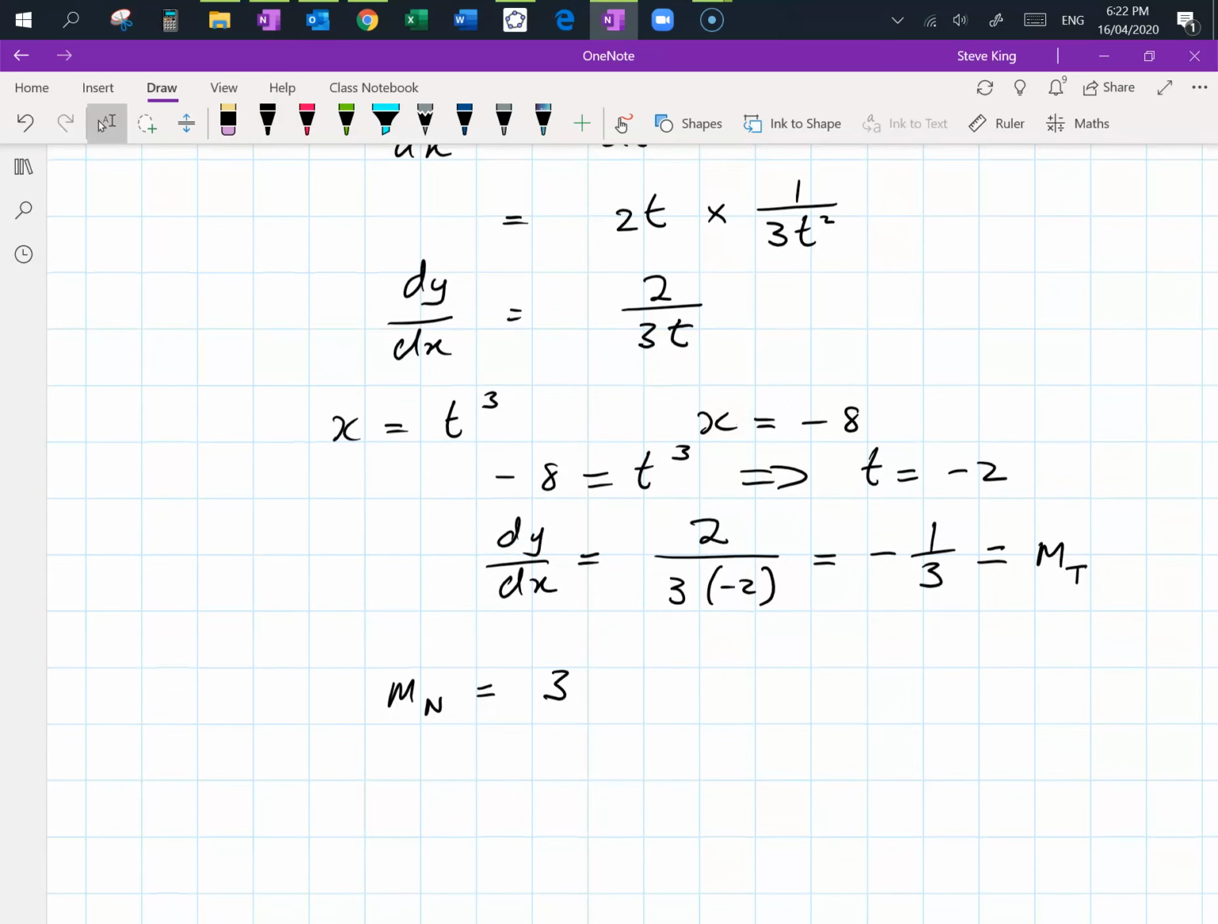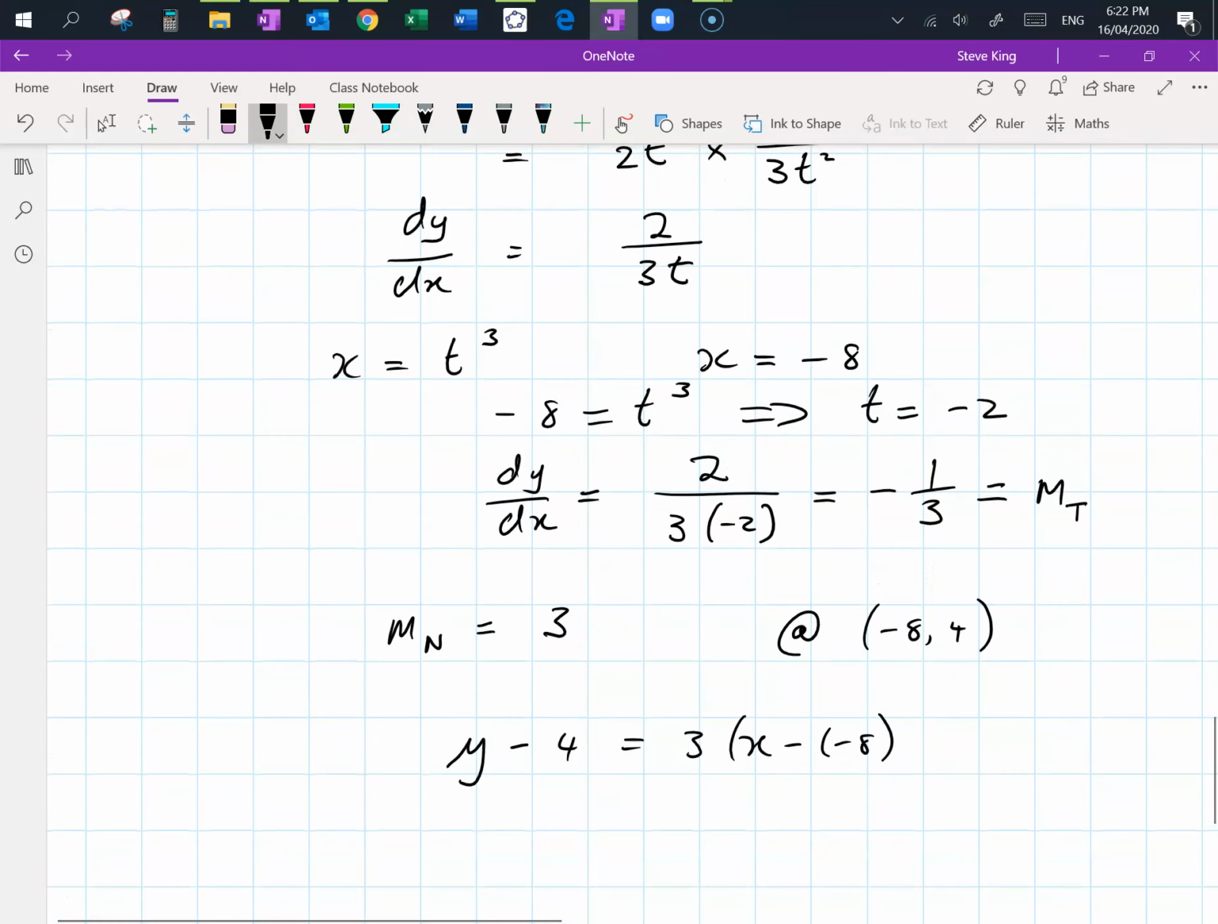In which case I can then take the point minus 8, 4, so I can say the equation of my normal is going to be y minus 4 equals 3 times x minus minus 8, in other words x plus 8. So I'll have y is equal to 3x plus 12. No, it's not 12, 3 eights are 24. That's wrong. 3 eights are 24 plus another 4 gives me 28. So there's the equation of my normal.